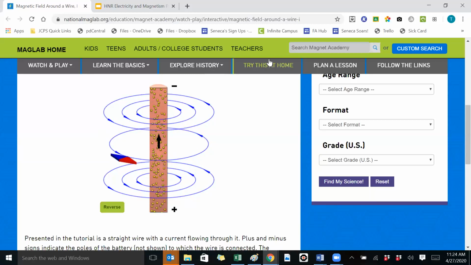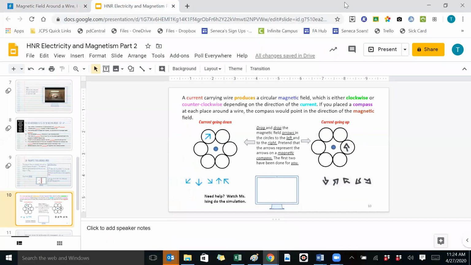So if I go to my next tab here, and if you go back to the next slide, which shows these symbols right here, I'm going to move my arrow in the direction of the magnetic field going around a current carrying wire. So we saw when the current is going down that it was moving to the right, which is clockwise. So I'm going to move my arrows to the right to show that it is a clockwise pattern. Actually, I moved that in the wrong spot, so I'm going to move this over here.